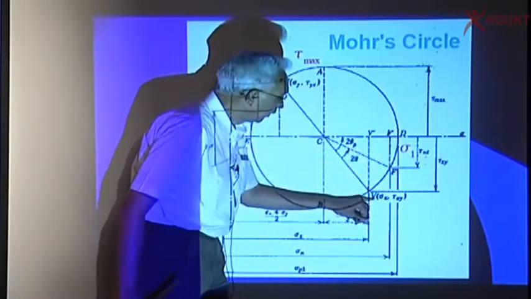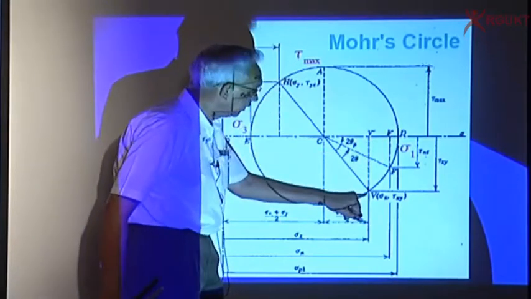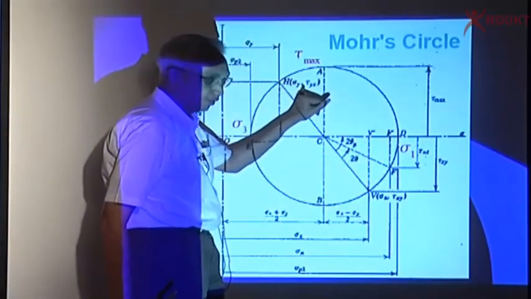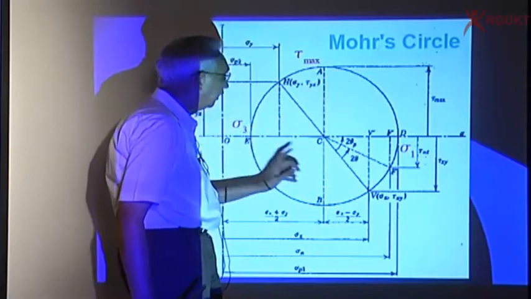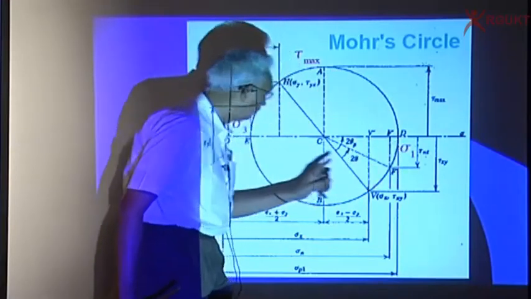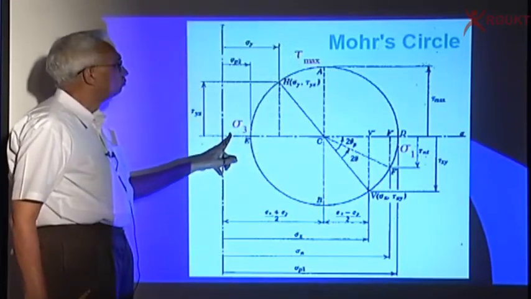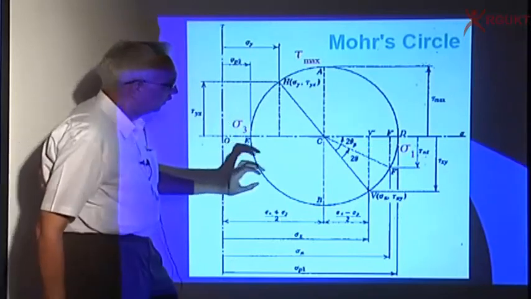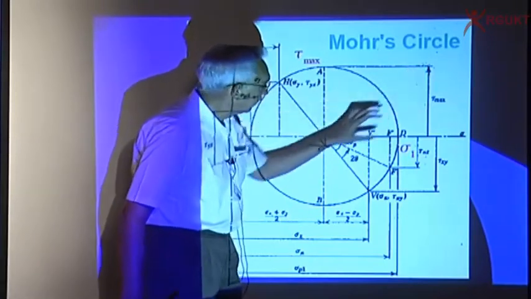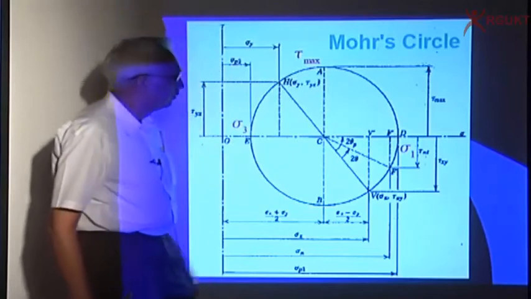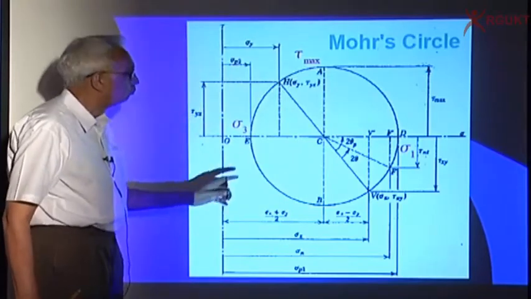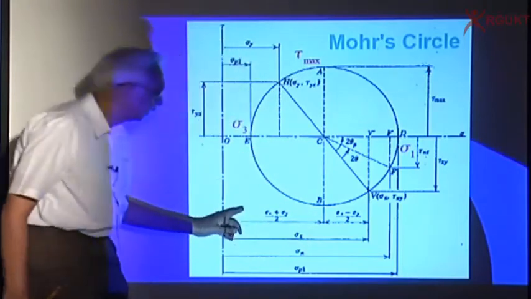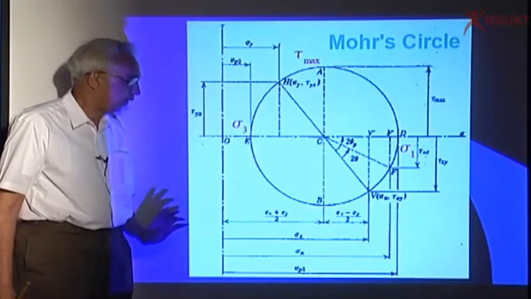This is the stress sigma x, tau xy, sigma y, tau yx, and draw the Mohr circle. You get the principal stresses sigma 1 and sigma 3, and that is how you find out. In this particular case, tau max is equal to the radius, which is (sigma 1 minus sigma 3)/2. And the center is given by (sigma x plus sigma y)/2.